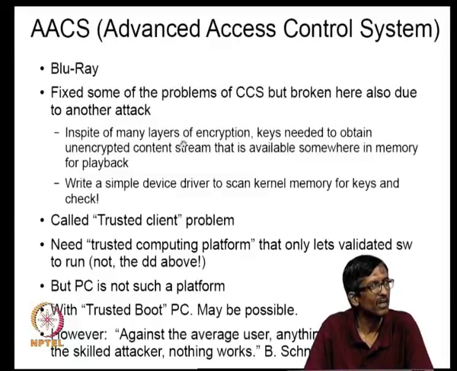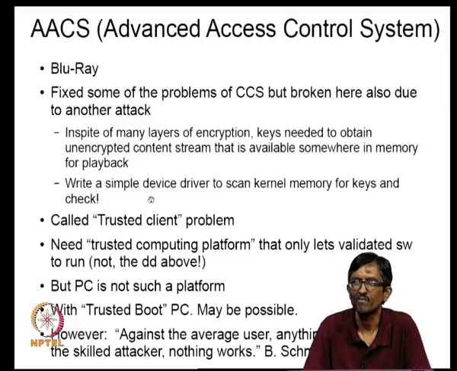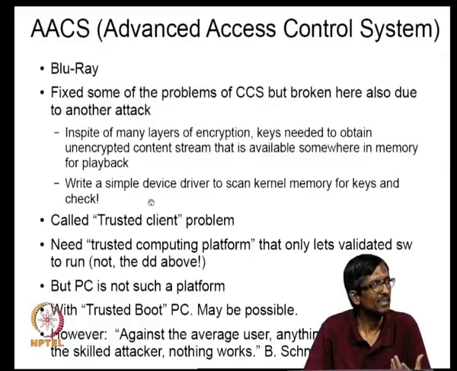Basically, whatever you do, however many levels of encryption you do, the keys needed to obtain unencrypted content are available somewhere in memory for playback. Finally, you are using some computer system, even if it is an embedded system, it has memory somewhere. That means that you write a simple device driver which scans the kernel memory and tries it out. So you make sure that your embedded system is small enough, not 1 terabyte of memory, but let us say 4 megabytes, or 16 megabytes, or make it 256 megabytes of memory, and you check everything.